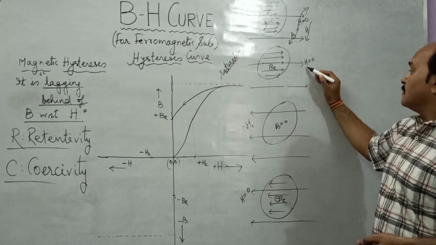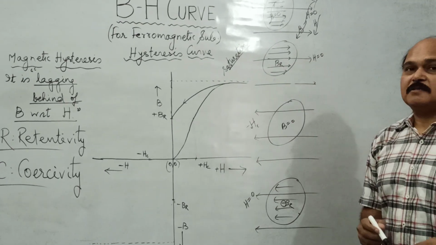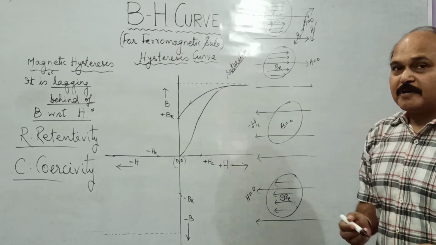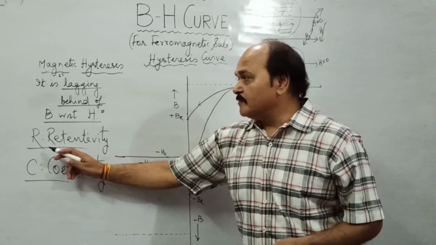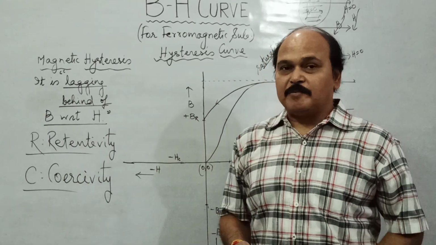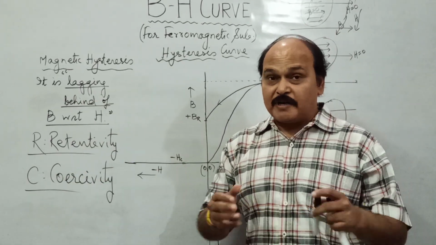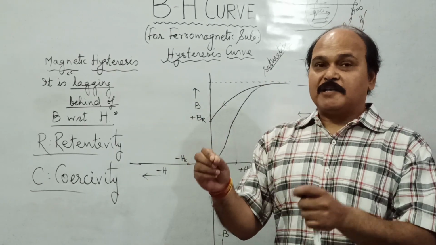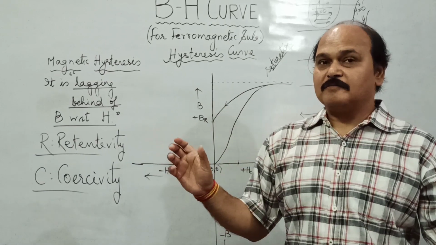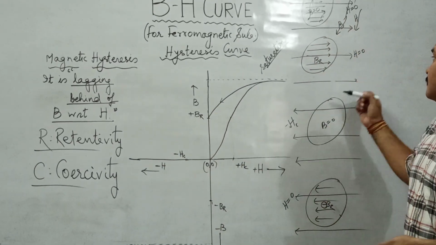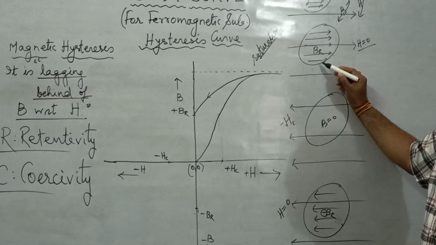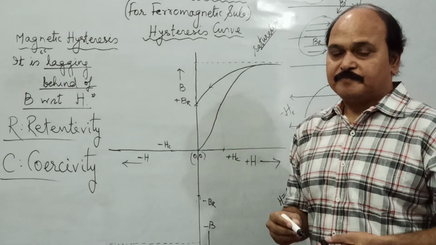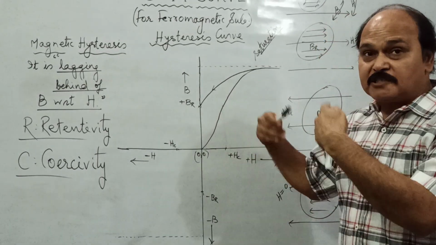That means some magnetic field is retained in the substance. Some magnetic induction is retained in the substance. This property of the substance is called retentivity. Retentivity is the ability of a ferromagnetic substance to retain some of the magnetic field in the substance even if the magnetic field it is placed in is removed. So even if H is 0, B is there, and this field which is there in the substance is called the retained magnetic field, and this is what is called magnetic hysteresis.